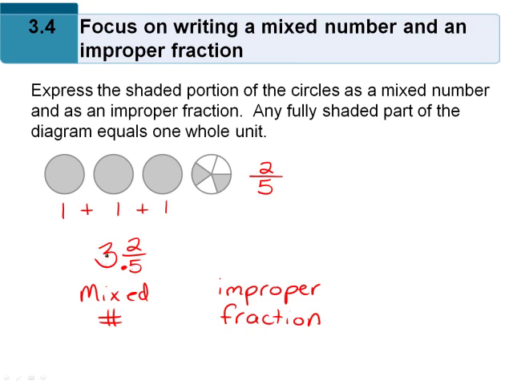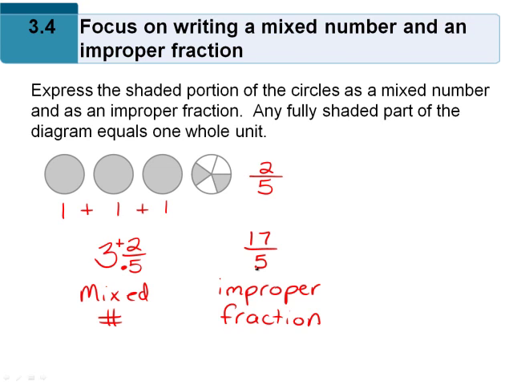5 times 3 is 15. Then add the numerator. Okay, so 2 more would be 17. So you're going to have 17 over 5. And that's the improper fraction for that picture up above.